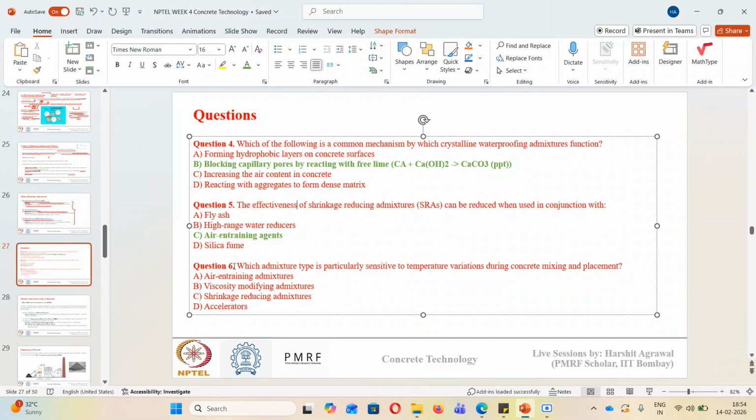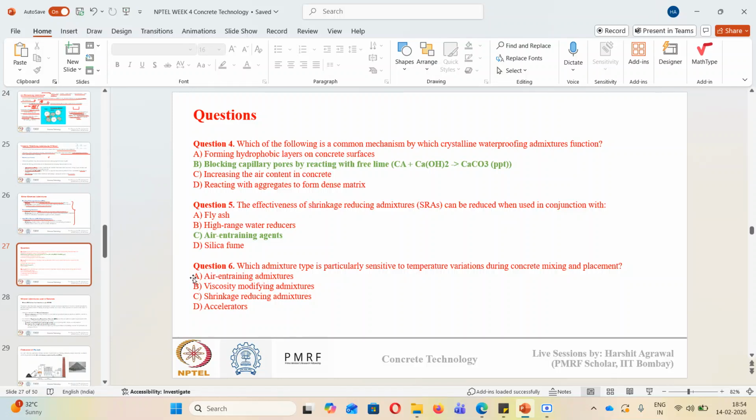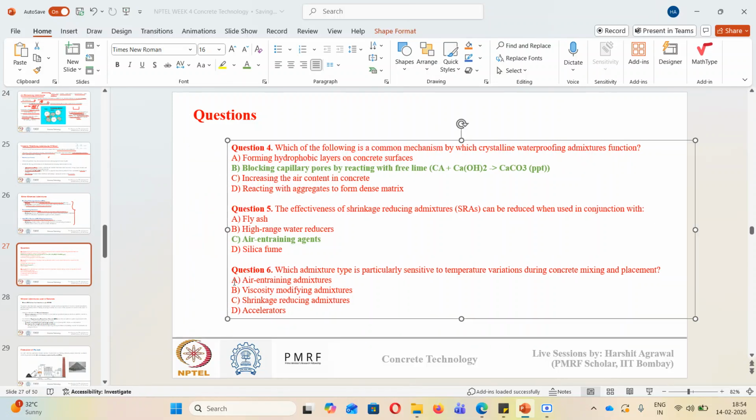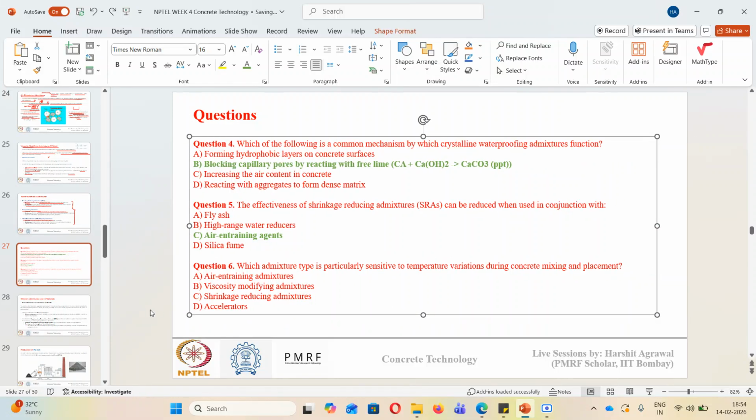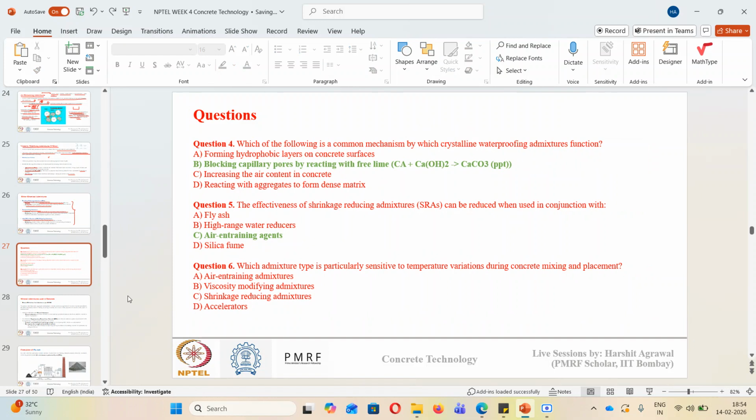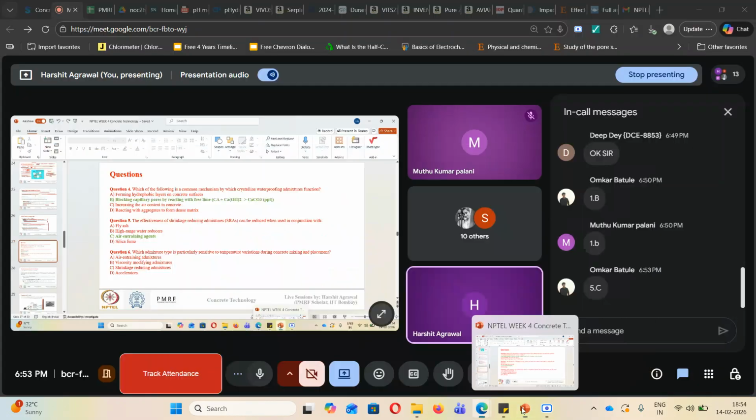Now, third question: which admixture is sensitive to temperature variation? You know the mechanism of all these admixtures. Can you tell me which admixture will be sensitive to temperature? We know that high temperature increases the rate of reaction and lower temperature decreases the rate of reaction. So which admixture will be affected by this temperature variation effect?